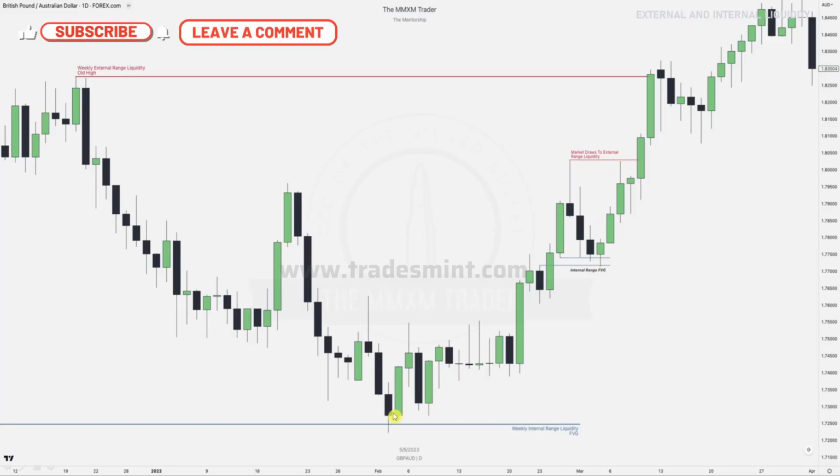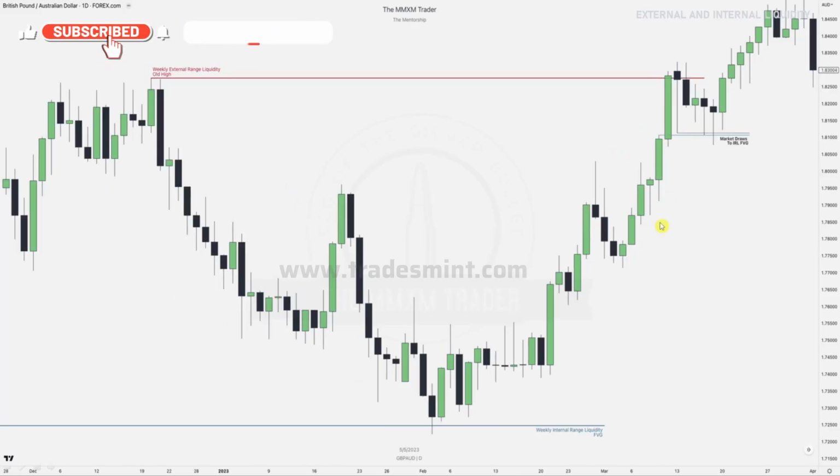So we've gone from this internal on a higher time frame, right? That weekly internal range liquidity as the fair value gap, and now we're on a daily chart and we can see, day after day, we're looking for external to internal to external to internal. Again, back into external, right? Now we've hit that external, that extreme high up here.